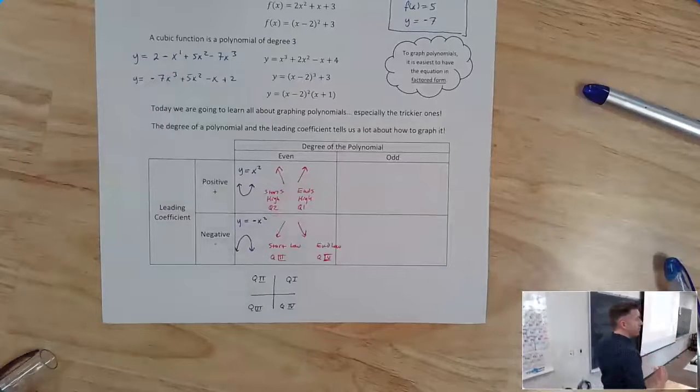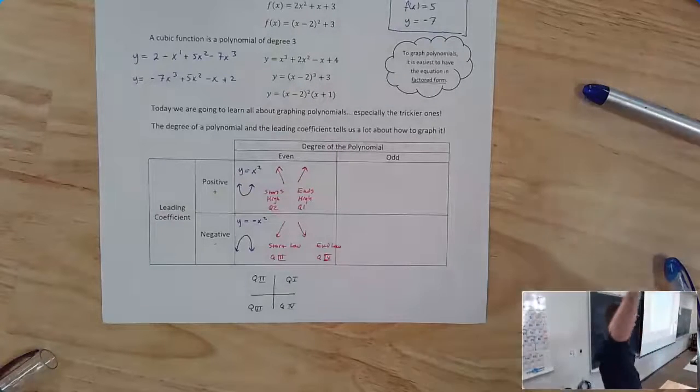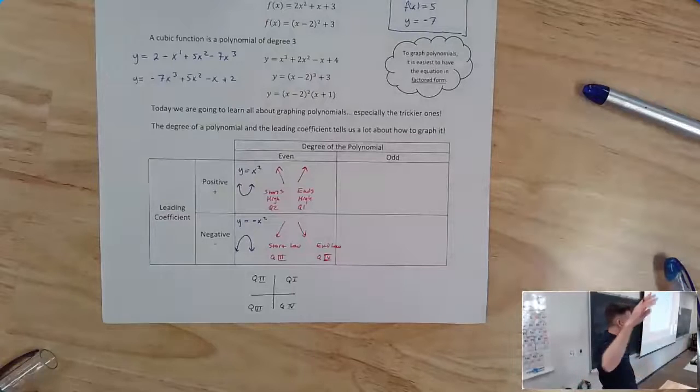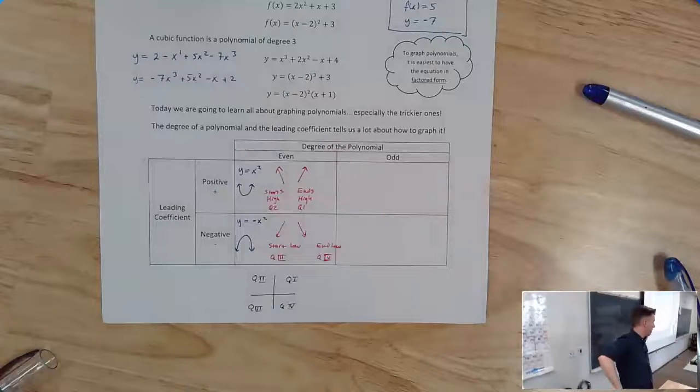What I remember about even degree polynomials is they always do the same thing on both ends. It starts high, it ends high, it starts low, it ends low. Whereas odd degree polynomials have the opposite thing happening. Meaning if you start high, you're going to end low, or vice versa. If you start low, you're going to end high.